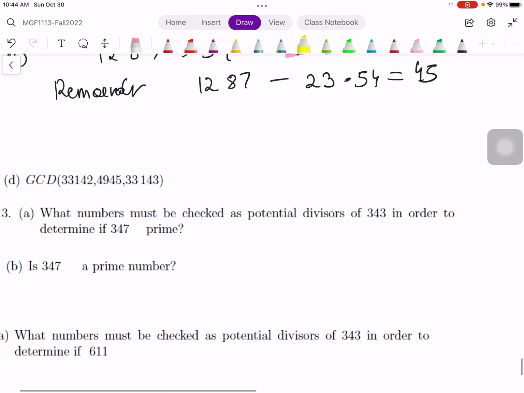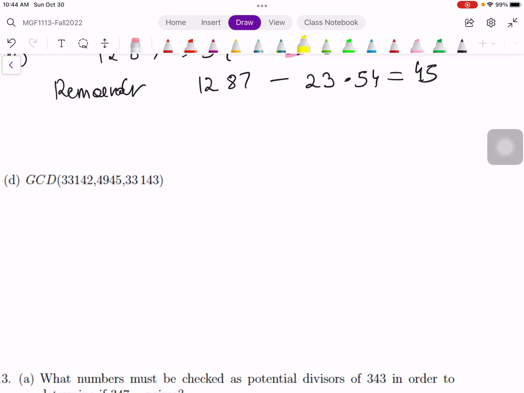And that's the procedure. Now part D is tricky. If you know what's going on, it's not really difficult. Here it relies on the fact that the greatest common divisor of two consecutive numbers, one apart, is 1. Why? Because the greatest common divisor, I'm going to take those two numbers.